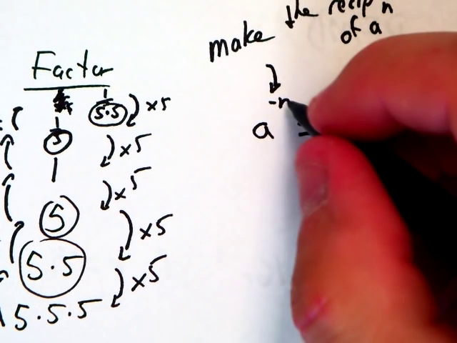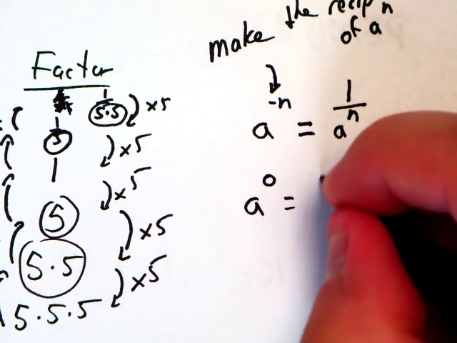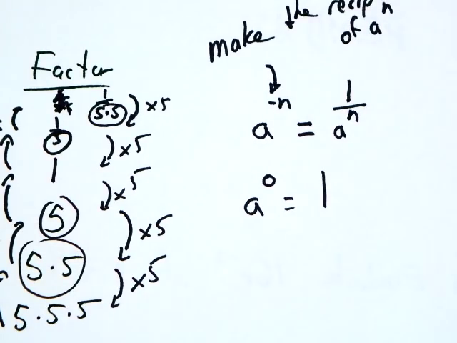And here's the interesting thing. If I say that n is 0, I now have a to the 0. That will always be 1, even if a is 0, I think. Let me check. Yep, 0 raised to the 0 power is 1.